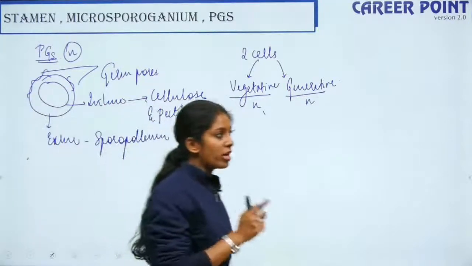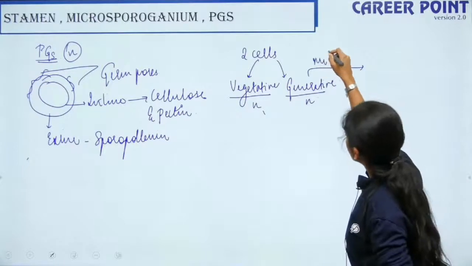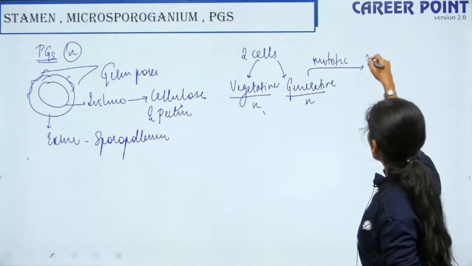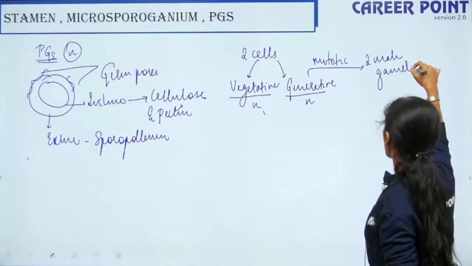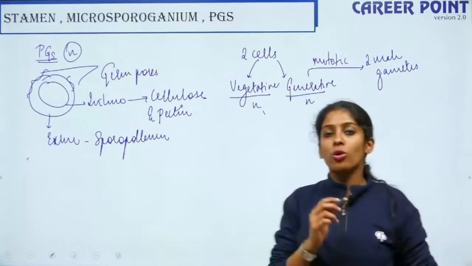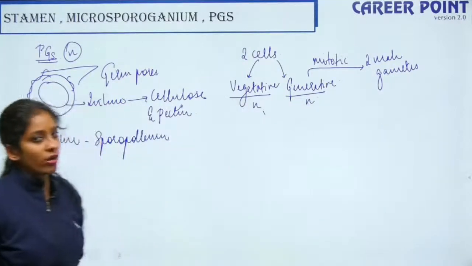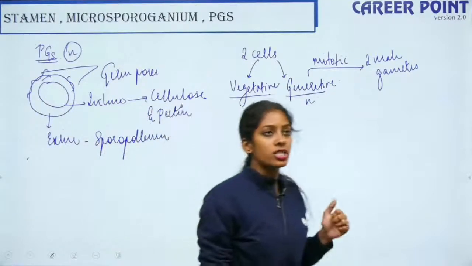Sometimes your generative cell undergoes mitotic division to form 2 male gametes, each of which is haploid. Thus you have 3 cells, and when your pollen grains are shed at this stage, it is known as the 3-cell stage.